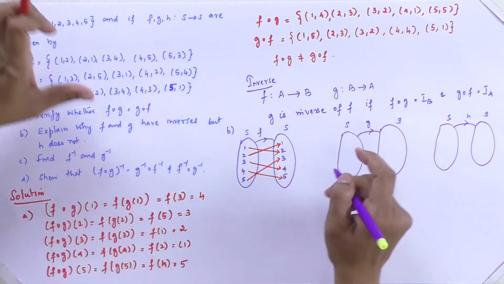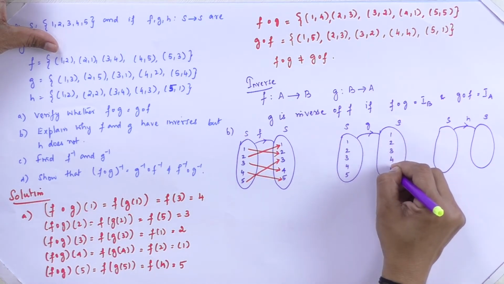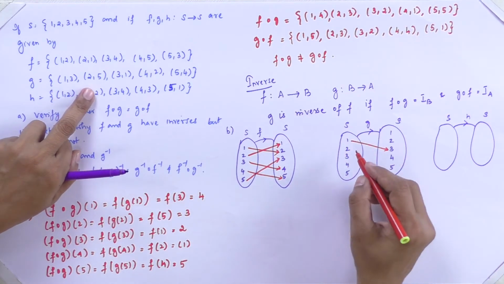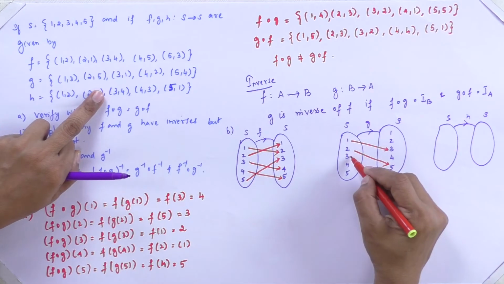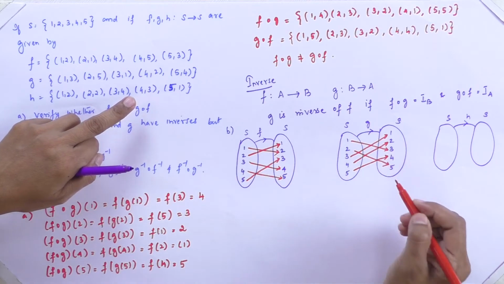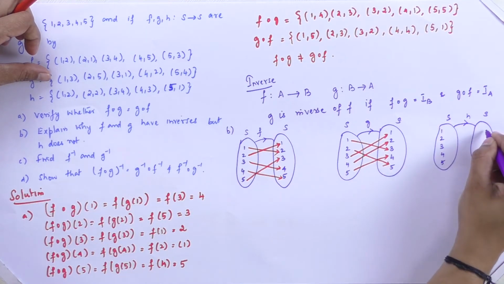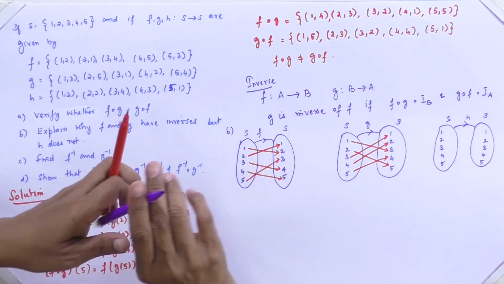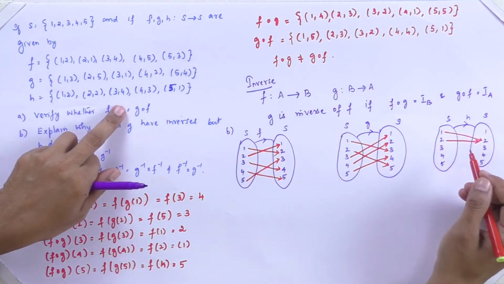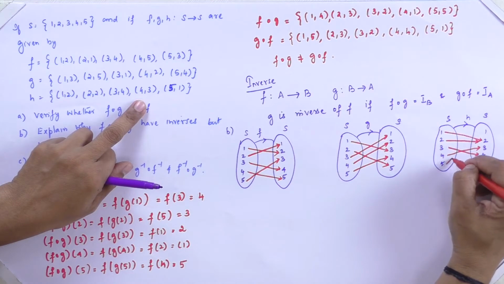Coming to this, I have 1, 2, 3, 4, 5 and 1, 2, 3, 4, 5. How is G mapped? 1 is mapped onto 3, 2 is mapped onto 5, 3 is mapped onto 1, 4 is mapped onto 2, 5 is mapped onto 4. And again here 1, 2, 3, 4, 5 and 1, 2, 3, 4, 5. Now 1 is mapped onto 2, 2 is mapped onto 2, 3 is mapped onto 4, 4 is mapped onto 3, 5 is mapped onto 1.